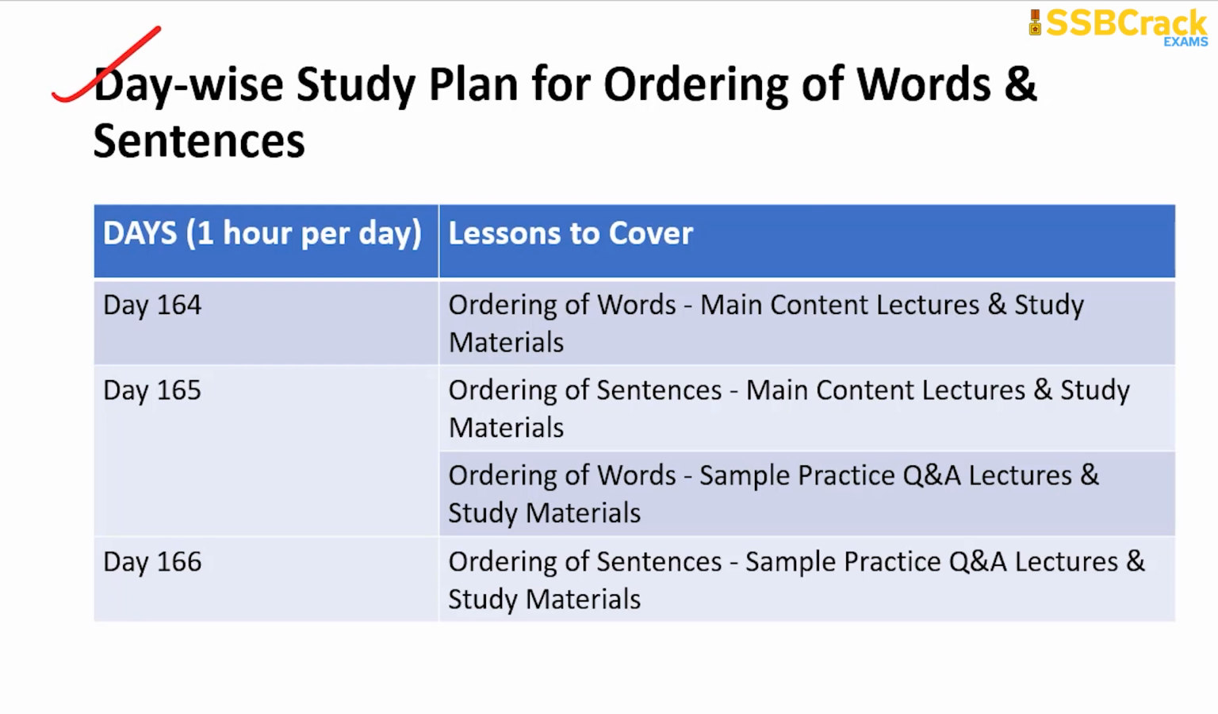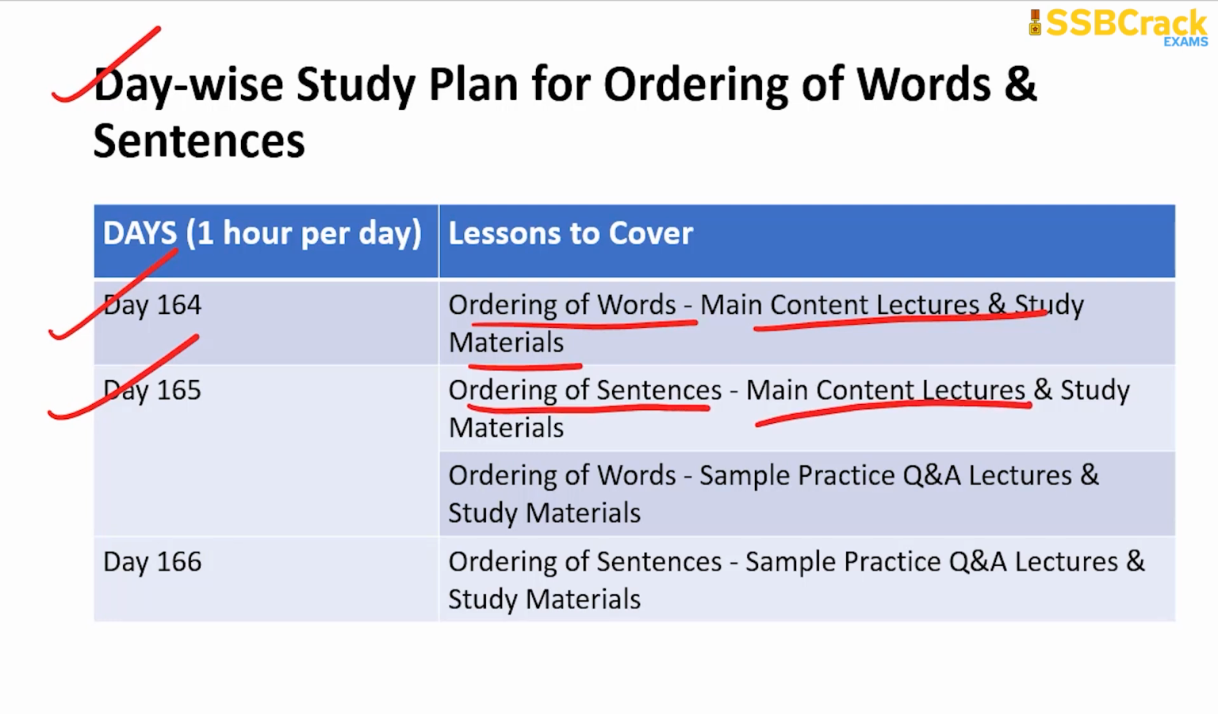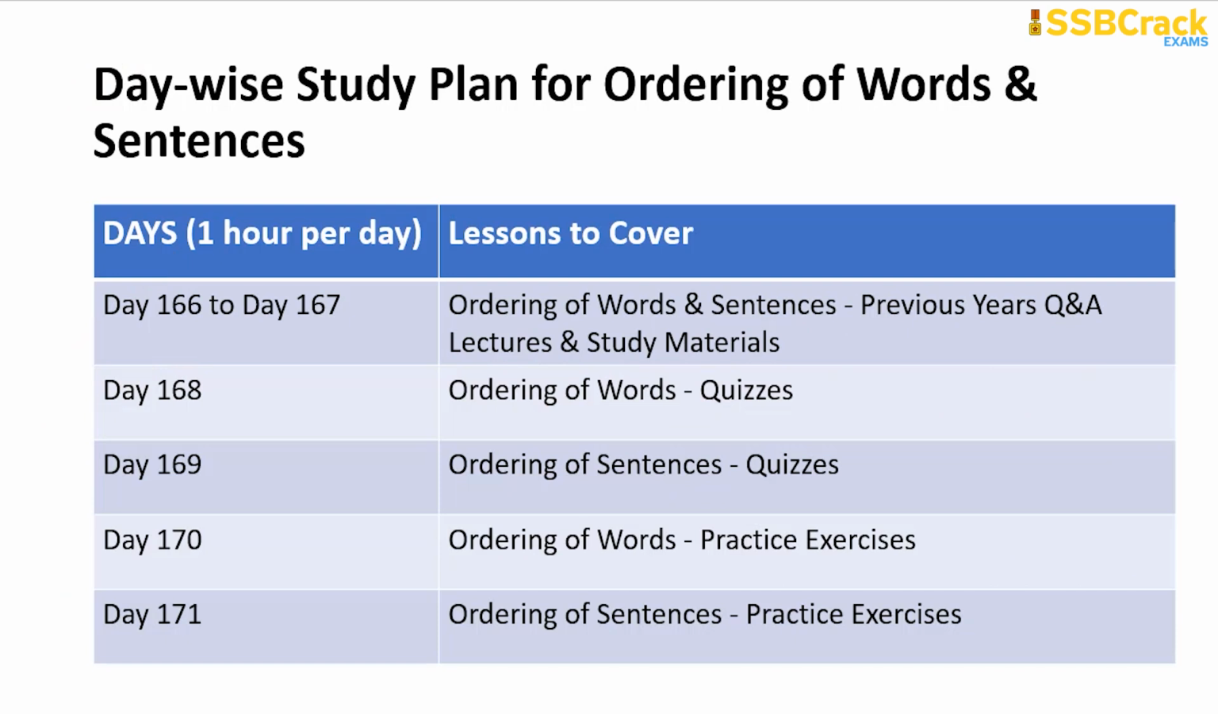So you need to dedicate 1 hour per day for them, and you need to start from day 164 with ordering of words, main content, lectures and study materials. Then in day 165, in 1 hour you need to go through the ordering of sentences, main content, lectures and study materials, and you need to also see the sample practice Q&A lectures and go through the study materials of the same for ordering of words. In 166 day you need to also go through sample practice Q&A lectures and study materials pertaining to ordering of sentences topic. Then from day 166 to 167, go through ordering of words and ordering of sentences, previous year's Q&A lectures and study materials. Okay, both the topics.